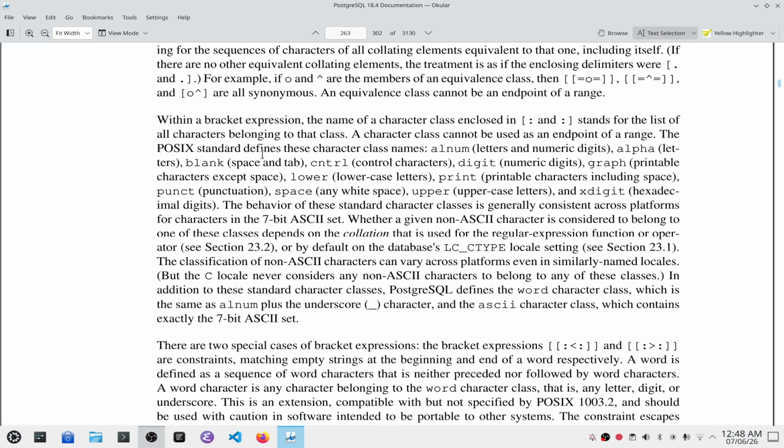The POSIX standard defines these character class names: alnum, which is letters and numeric digits; alpha, that is letters; blank, space and tab; cntrl, control characters; digit, numeric characters; graph, printable characters except space; lower, lowercase letters; print, printable characters including space; punct, punctuation; space, any white space; upper, uppercase letters; xdigit, hexadecimal digits.